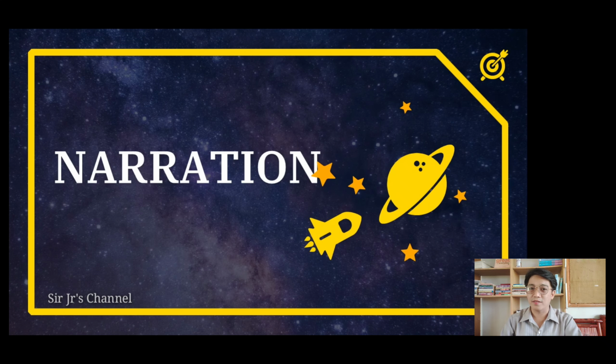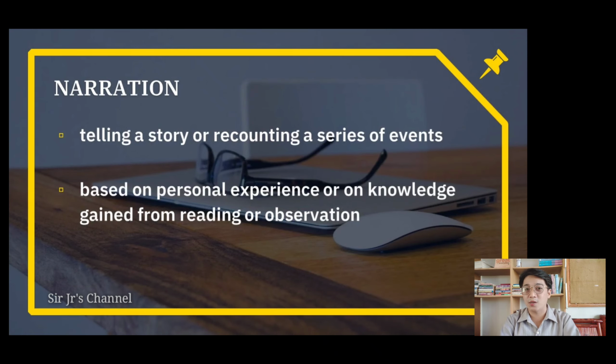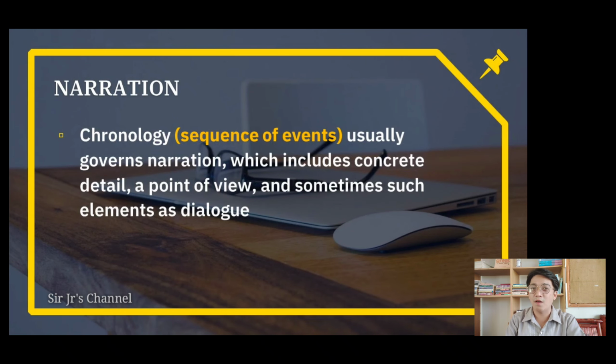Now let's talk about the first type of pattern of development. We have narration. Narration is simply telling a story or recounting a series of events. Alright? It's when you watch a particular movie and then you would like to tell it to your friends or to your family. It's based on personal experience or on knowledge gained from reading or from observation. Just like what I've told you earlier. Chronology, or the sequence of events, or the order of how things happen, usually governs narration, which includes concrete detail, a point of view, and sometimes such elements as dialogue. You narrate, you tell a story.